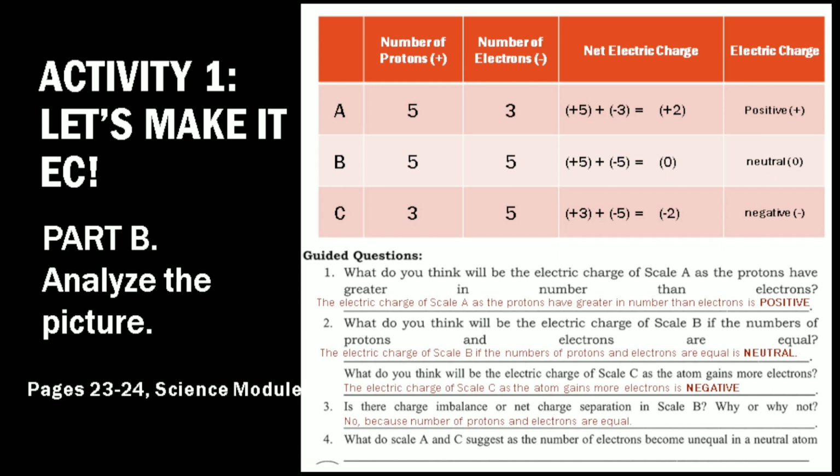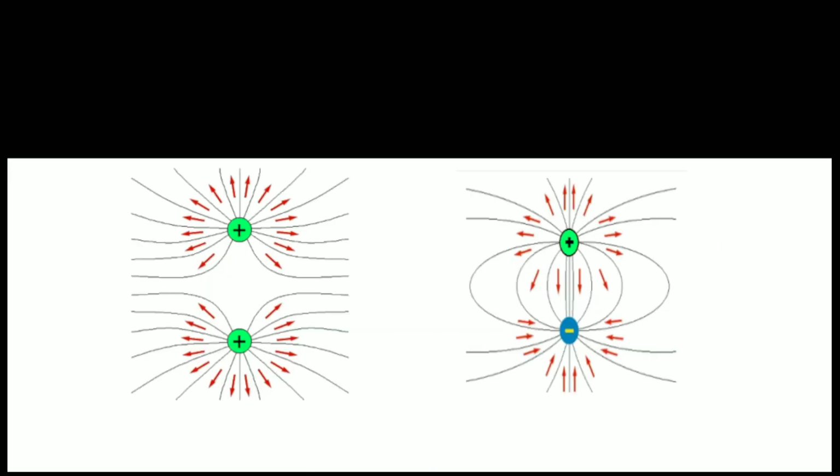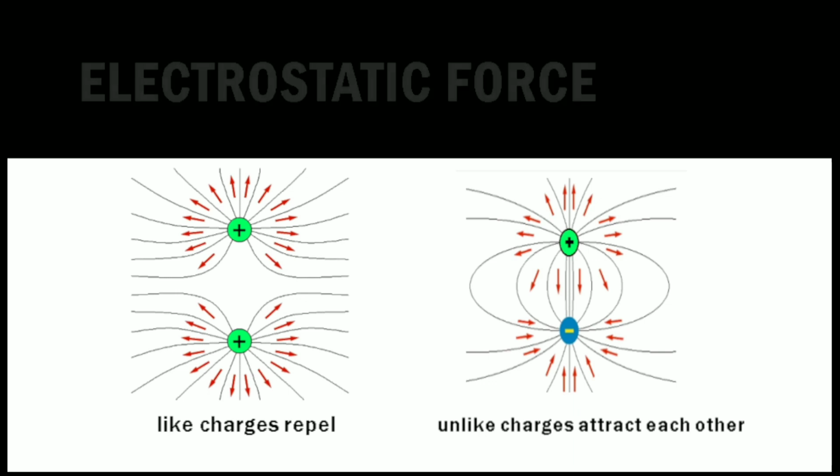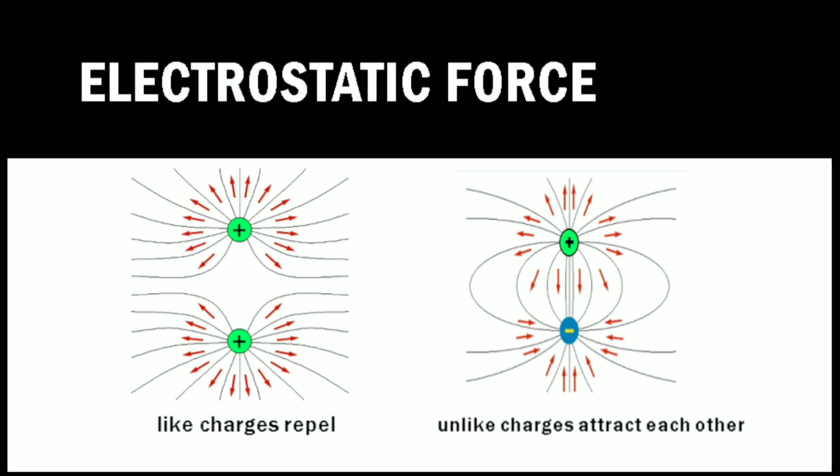Okay, so let's check. The answer here is, electric charge is formed due to imbalance in the number of protons and electrons. So last year, your science teacher also taught about like charges repel. When we say repel, they don't attract to each other, while unlike charges attract each other.